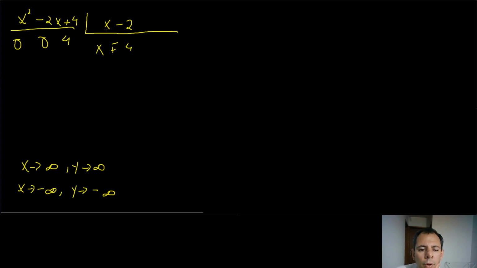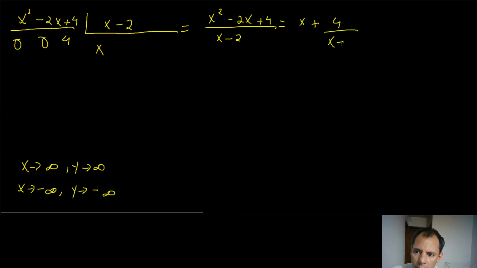Because 4 is going to be 4x, and you don't have a 4x in here, so you can't do anything. It's over. So we can conclude that x squared minus 2x plus 4 divided by x minus 2 equals x plus 4 divided by x minus 2. Now as x approaches infinity or negative infinity, this is going to go to 0.